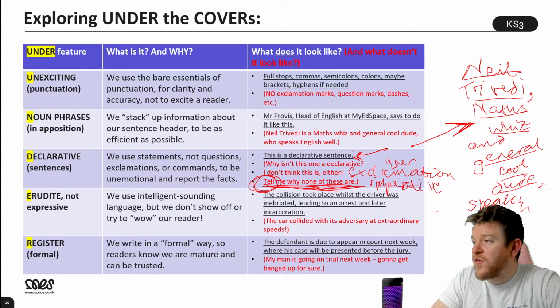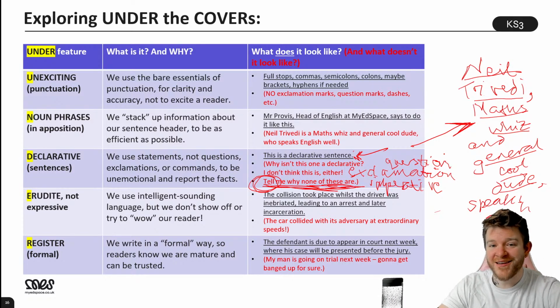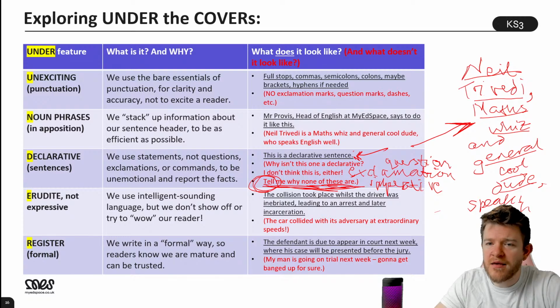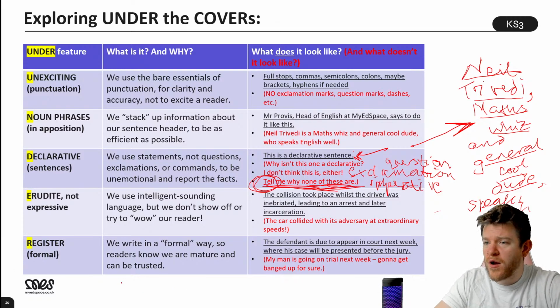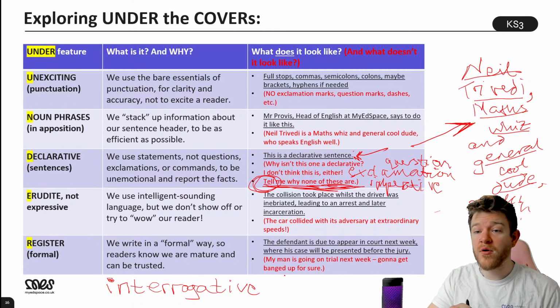Now, if you want to feel really nerdy, I'm sure some of you do, fellow nerds like me, you can call a question an interrogative. I'm going to write that at the bottom for you, just in case you are interested. But we can call a question an interrogative. Now, if you went back to school and you used the word interrogative to refer to a question, your teacher is going to be incredibly impressed. Okay?